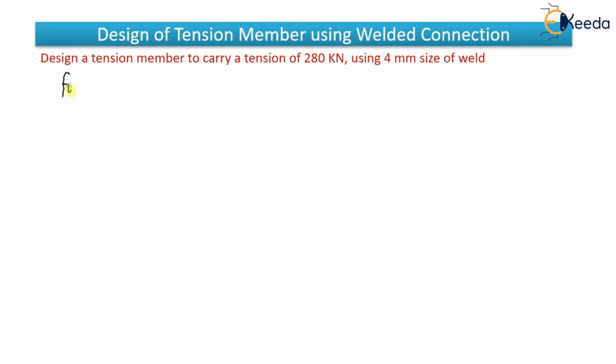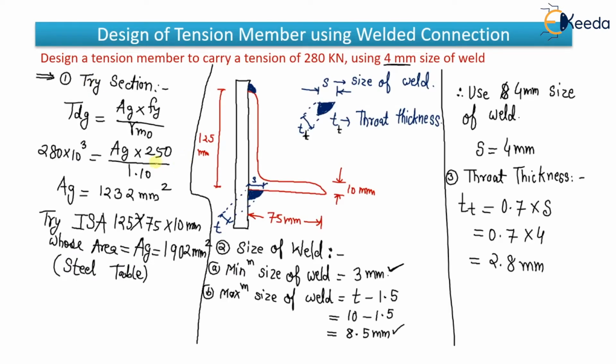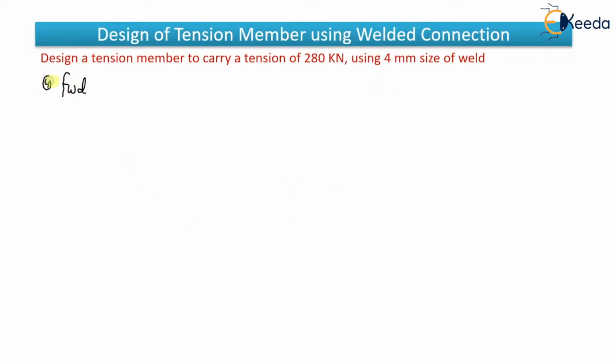I'll put it here. The next step, which step is it? See, we have taken 2 to 3 steps. Now the third step, that is the fourth step actually, FWD, and it is given as 0.462 times FU. Now FU, you will always take that value. What is the value of FU? It is 410. So it will be around 189.42 kilonewton. This one is the maximum value of load the welding can carry.